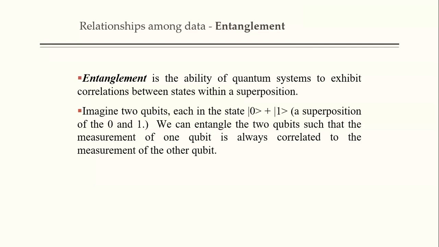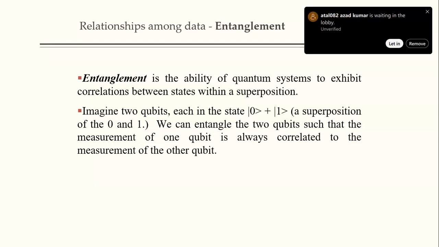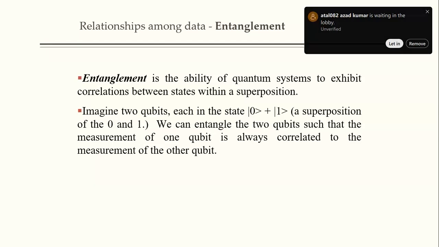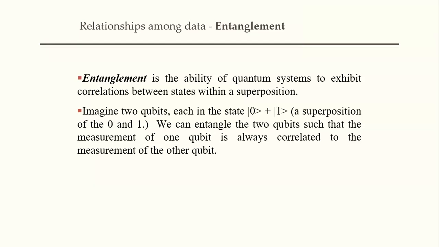Now imagine two qubits, each in a state of 0 plus 1, a superposition of 0 and 1. We can entangle two qubits such that the measurement of one qubit is always correlated to the measurement of another qubit. As I told, the measurement of this value will be correlated to the measurement of the other value. Similarly in qubits.